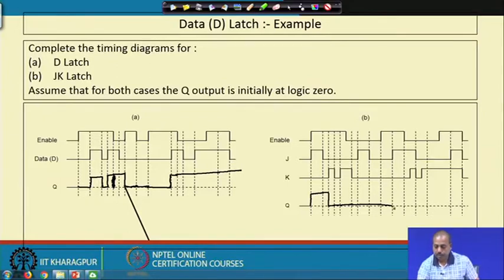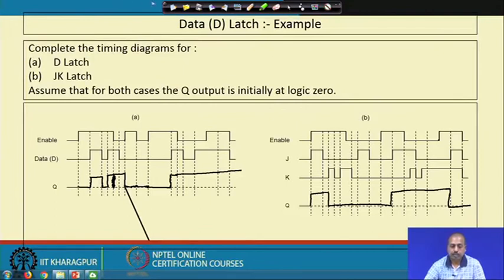At this point J is equal to 1, so it will rise like this, and then enable becomes low. As a result nothing happens in this part of time, then enable becomes high at this point. And then we have J and K both high at this point. So, it will make a transition like this and it will continue like this. This way we can make the timing diagrams for the D latch and JK latch.